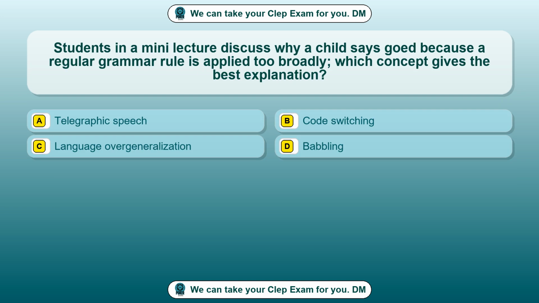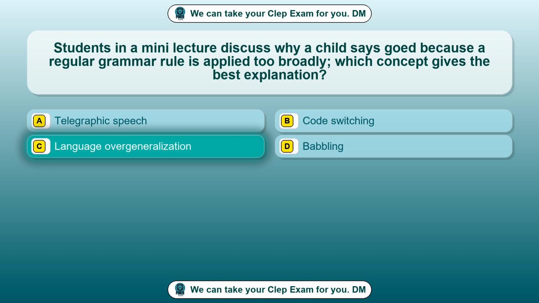Question 86. Students in a mini-lecture discuss why a child says "good" because a regular grammar rule is applied too broadly. Which concept gives the best explanation? Option A, telegraphic speech. Option B, code switching. Option C, language overgeneralization. Option D, babbling. The correct answer is option C, language overgeneralization.